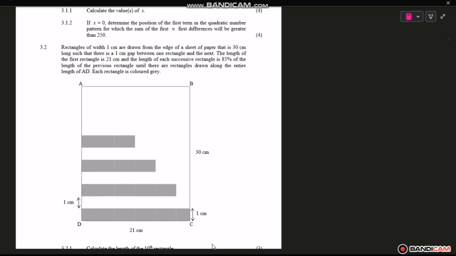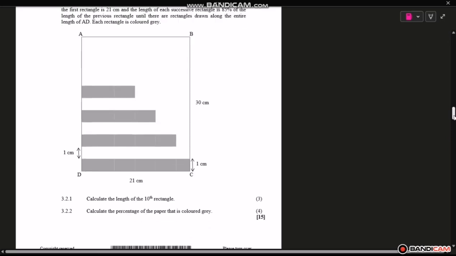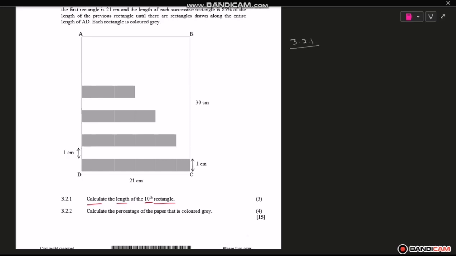That's very important, meaning that the second gray rectangle after the 21 centimeter rectangle is 85% of the previous rectangle. I hope that makes sense. So it's very important for you to understand this. They want us to calculate the length of the 10th rectangle, meaning that we must first find the Tn. Therefore, in that Tn, where there's n, we're going to substitute 10, so that we can find the length of the 10th rectangle.